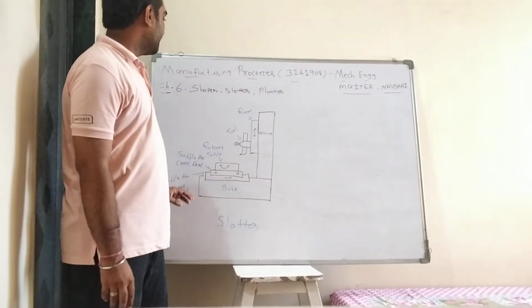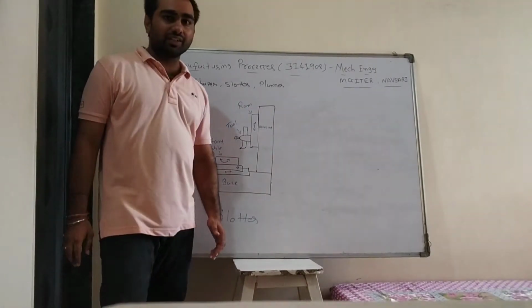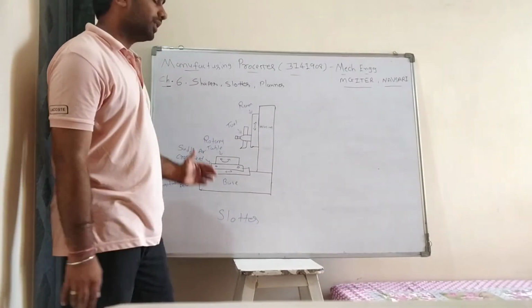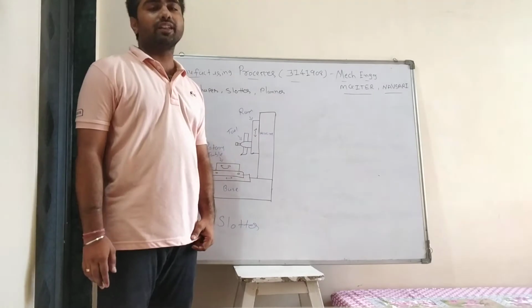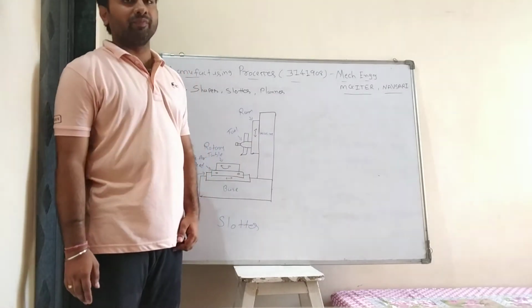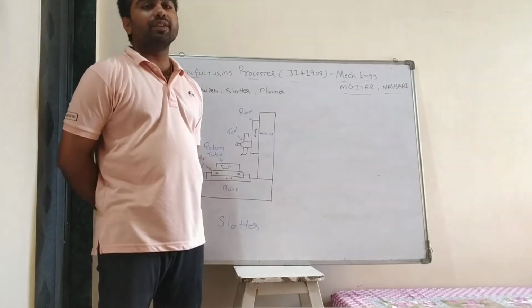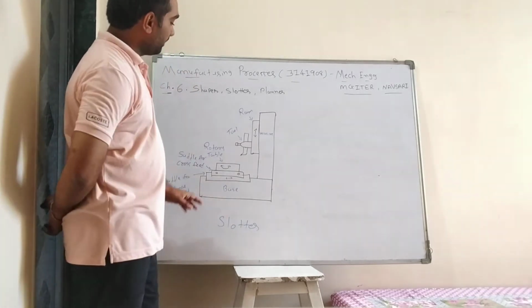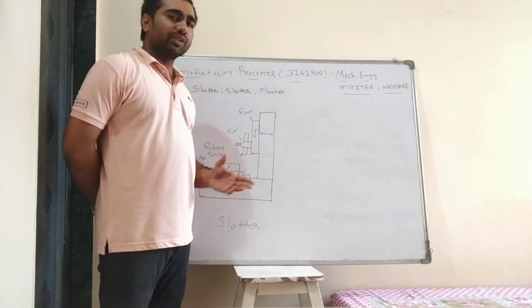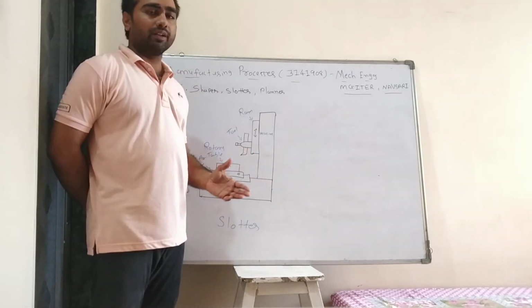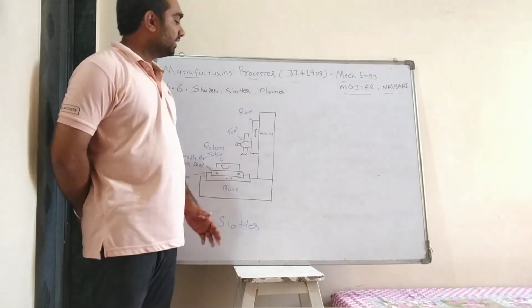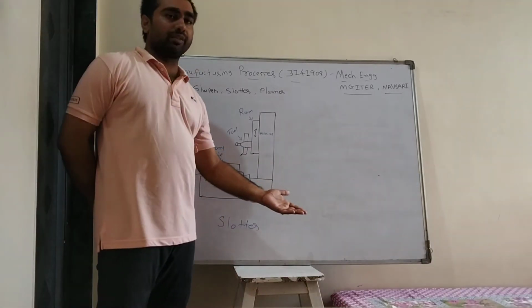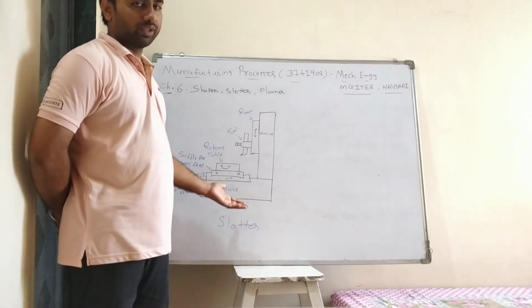Okay, the next topic is the slotter machine. See in the figure, this is the slotter machine. It is also known as the vertical shaper machine. That is its second name. This is the same as the horizontal one, but we were talking about the horizontal shaper machine, and this is the vertical shaper machine. It is another name for the slotter machine.